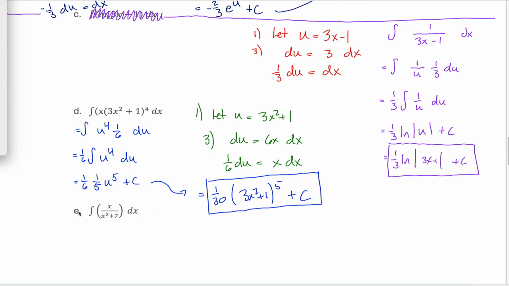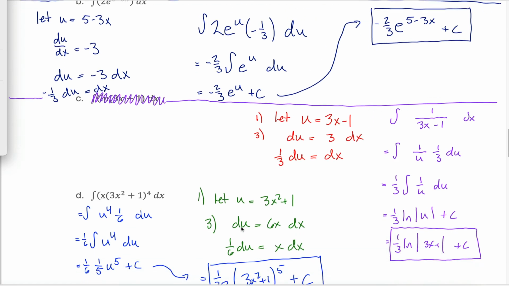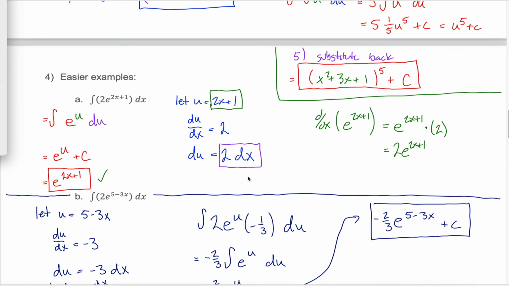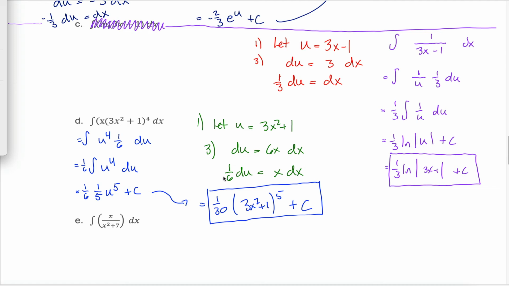Before I get to this last problem, part E, I want to go back and look at A, B, C, and D again. And I want to take some time to talk about how I knew u was supposed to be equal to whatever I made u equal to. If you think about what we're going to do in this algorithm, the key points are we have to get rid of all the x's and change them into u's.